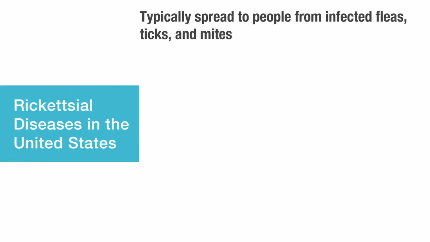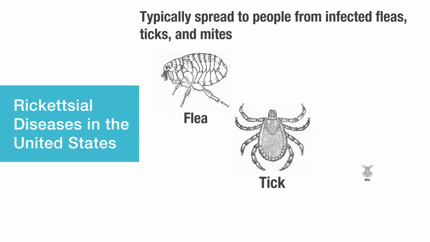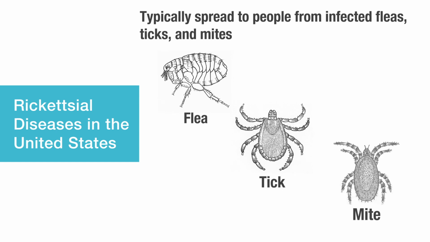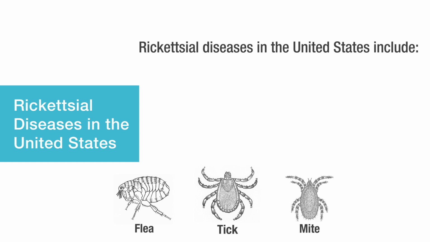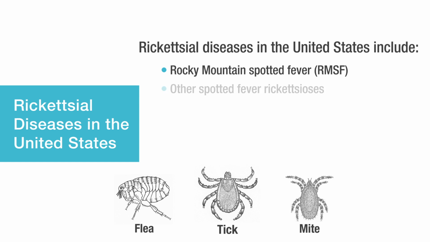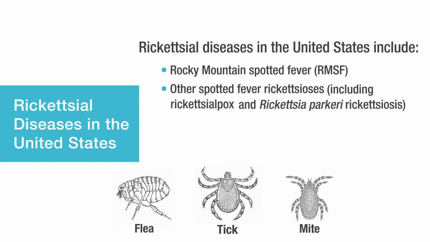Rickettsial diseases are caused by closely related bacteria species typically spread to people from infected fleas, ticks, and mites. In the United States, rickettsial diseases of clinical importance include Rocky Mountain spotted fever, or RMSF, and other spotted fever rickettsiosis, such as rickettsialpox and Rickettsia parkeri rickettsiosis, ehrlichiosis, anaplasmosis, and flea-borne typhus.